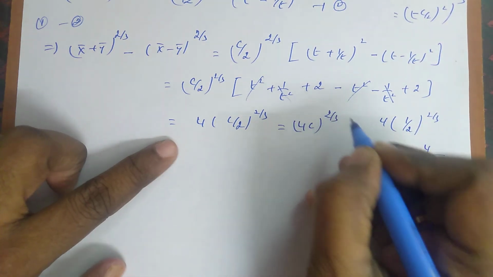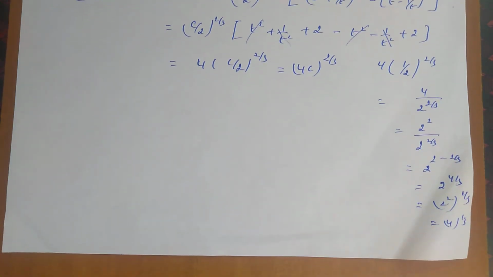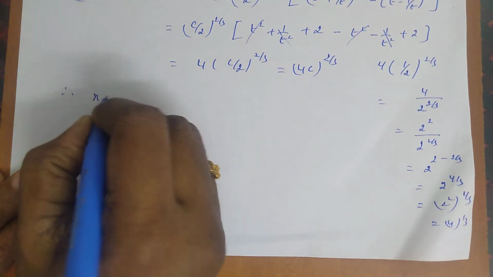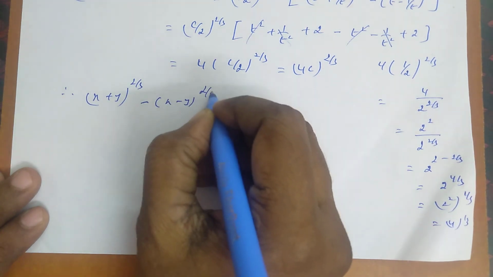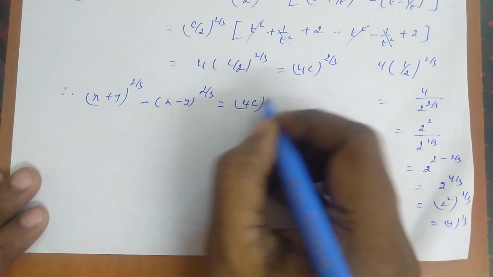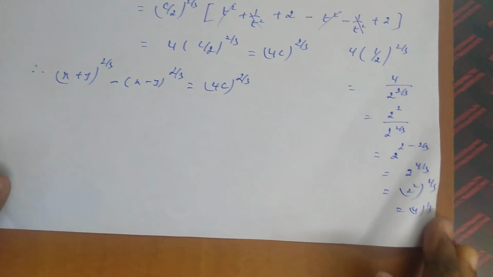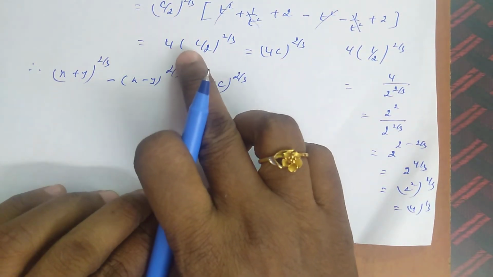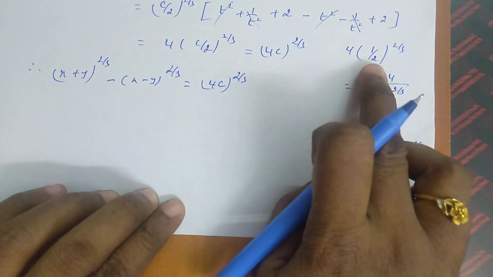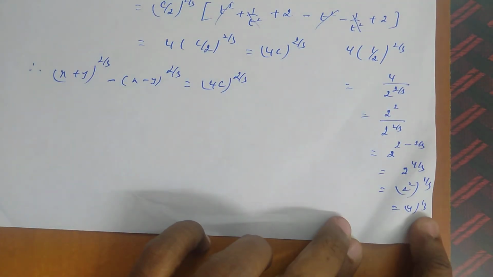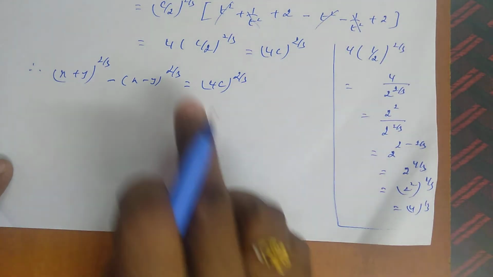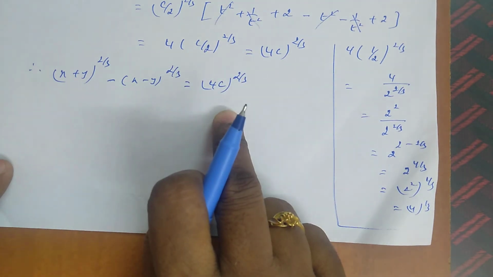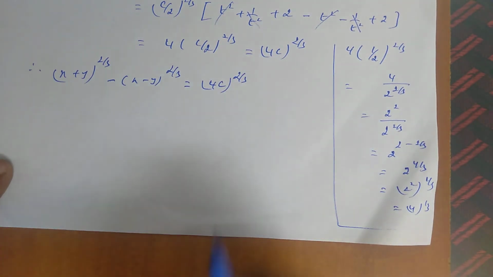Now we have to replace x bar as x and y bar as y because of the locus. Therefore, x plus y whole power 2 by 3 minus x minus y whole power 2 by 3 equals 4c power 2 by 3. The only thing is 4 into 1 by 2 whole power 2 by 3 can be written as 4 power 1 by 3. Hope this is understandable for you. You need not write all these things in the examination. After this step we can directly write the answer. So this is the required evolute answer for the given hyperbola.